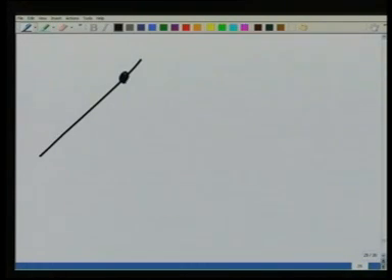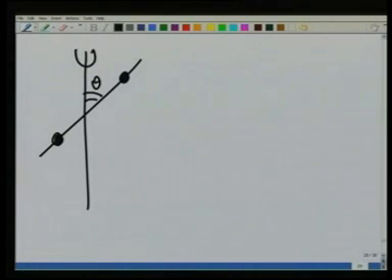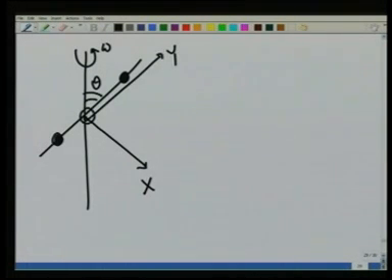This is a rod rotating about an axis making an angle theta here with omega. This is the principal axis x, principal axis y, principal axis z. Obviously, the principal set of axes rotates with the body.